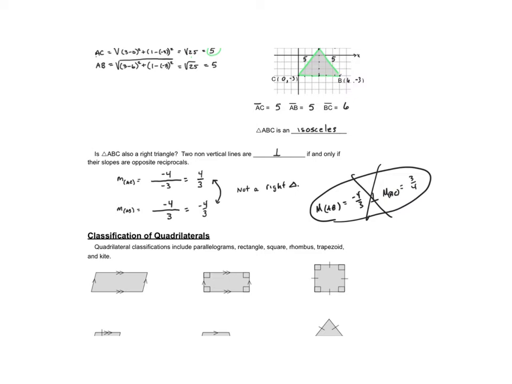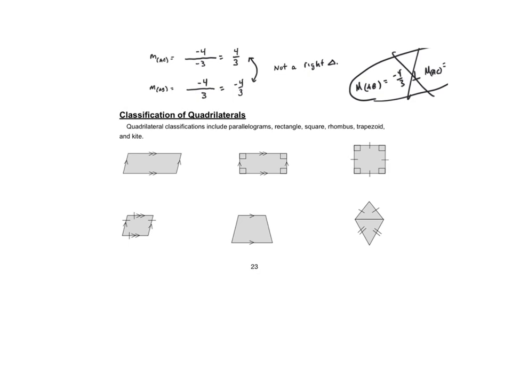Okay, so moving on, let's talk about some of the quadrilaterals that we could find on a coordinate plane. And again, knowing some of these characteristics that we have been dealing with. Let's see here, classification. The quadrilateral classifications include parallelograms, rectangle, square, rhombus, trapezoid, and kite. So let's change it up a little bit. We have here a parallelogram because we have two sets of opposite sides that are parallel. We also know that in that parallelogram these sides are going to be congruent.